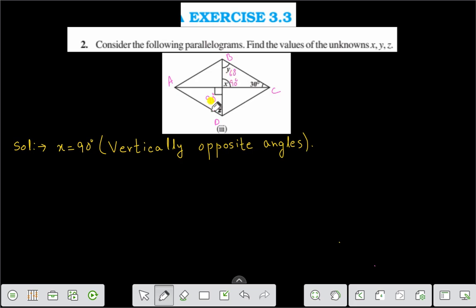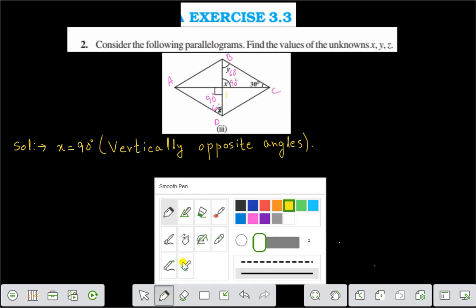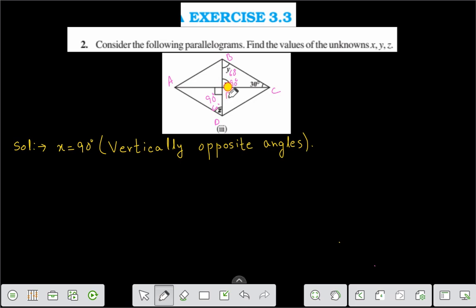Therefore, this is 90 degree. Now, you consider this triangle. Suppose this is D. Now, in triangle BCD, angle x plus angle y plus this angle is equal to 180 degree because the sum of the angles of a triangle is 180 degree, right?